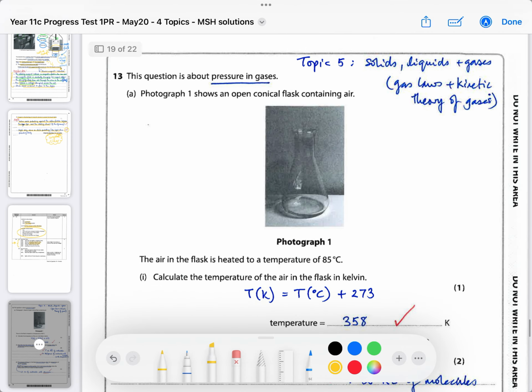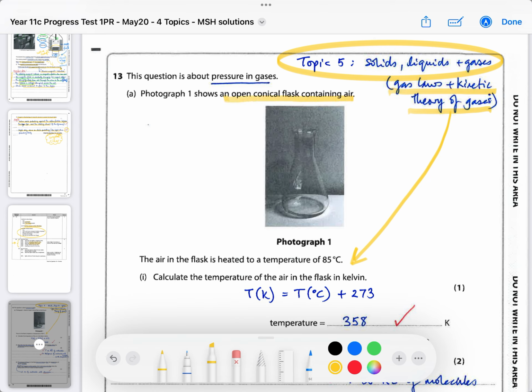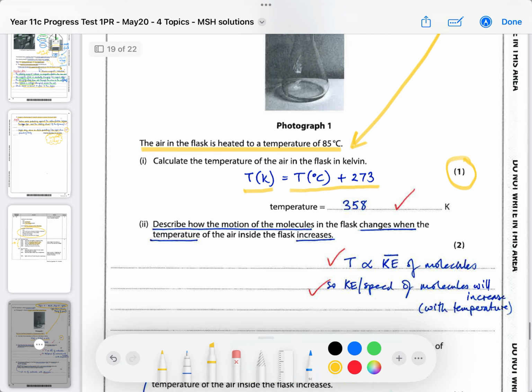Final question. It's on solids, liquids, and gases again, and this time it's looking at pressure in gases, and the kinetic theory of gases is linked to temperature in Kelvin. Okay, so it's about pressure in gases. You've got an open conical flask containing air. The air in the flask is heated to 85 degrees centigrade. They want you to be able to convert it into Kelvin. So you just got to add 273. And if you've got a calculator, it's a nice, easy 1 mark. If you can't calculate it correctly on a calculator, you will lose that easy mark.